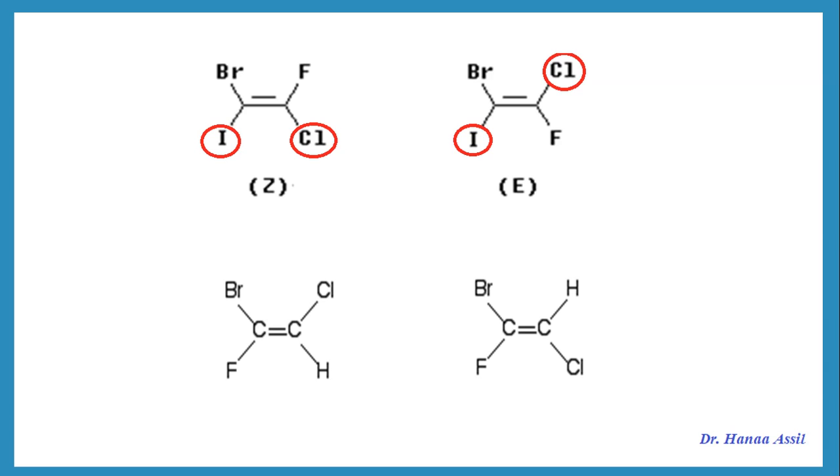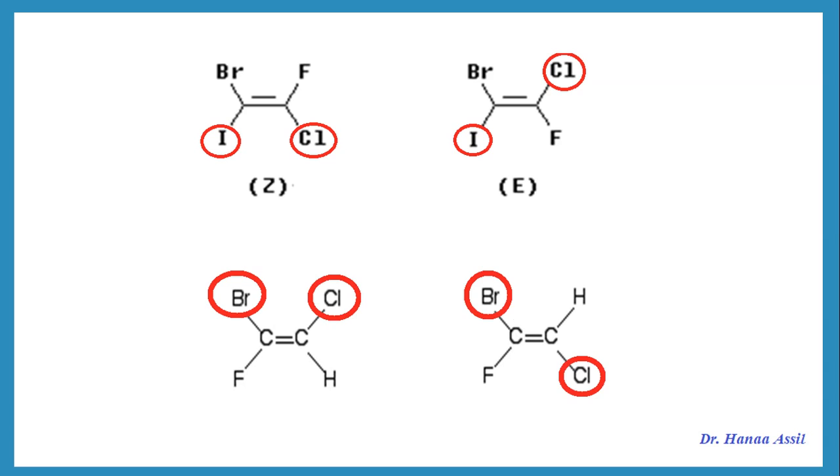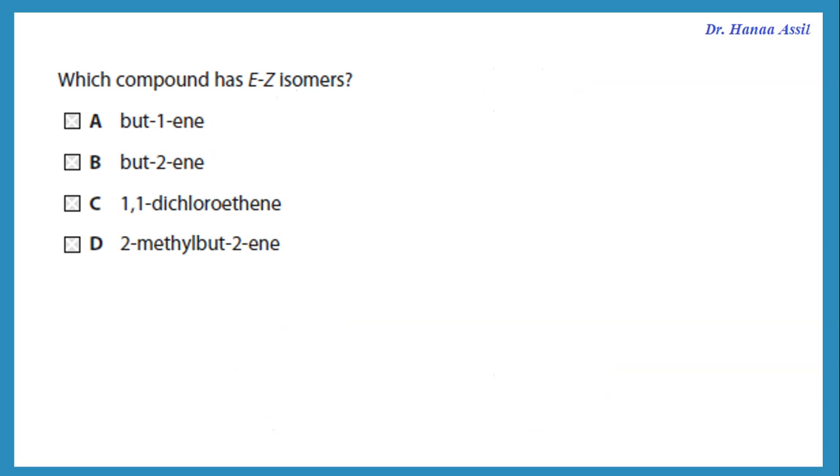What about this one? Again, comparing bromine to fluorine, well, bromine is higher. Hydrogen to chlorine, chlorine is higher. So when the ones with the higher MR are on the same side of the double bond, again, that is a Z. If they're on opposite sides of the double bond, that is an E.